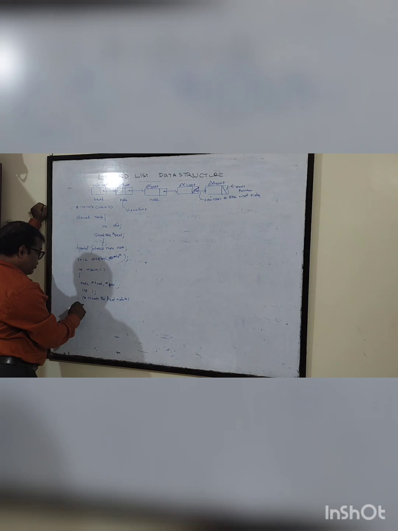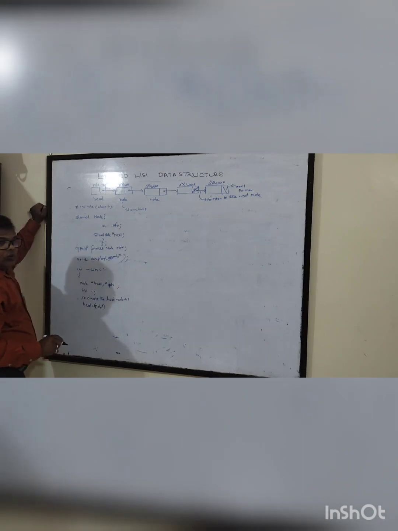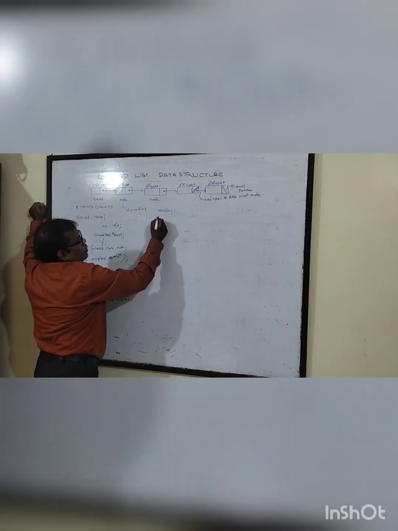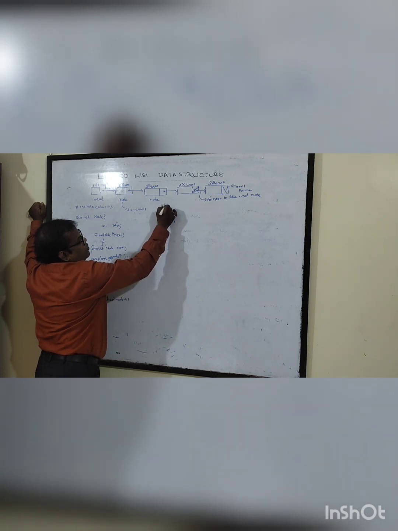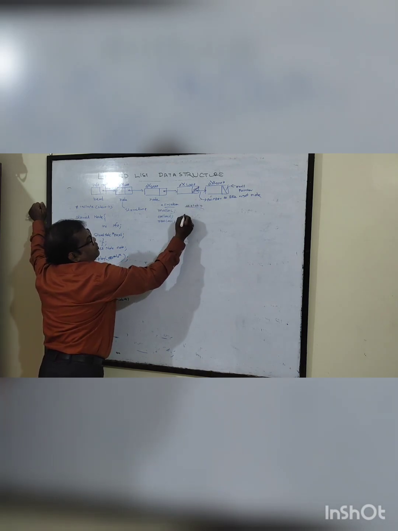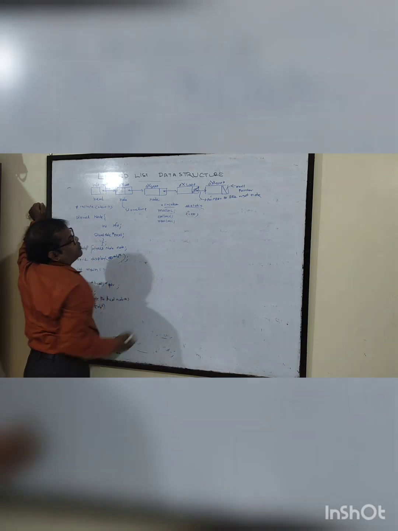Generalized idea of creating the head node here. Write here head, and I will write here node star, because we are going to use dynamic memory allocation. We will use either the malloc function, calloc function, or realloc function for allocation of the memory. And similarly, we will go for the deletion. So we will use the free method on that.